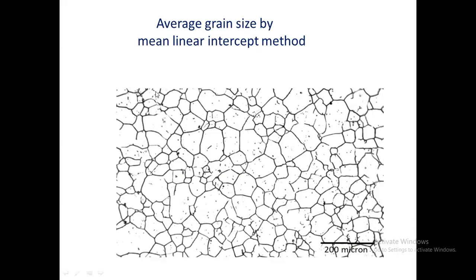So here we are going to see how to find the average grain size. In this method, we are going to draw a few lines on this microscopic image and find the intercepts of it. Then by these intercepts, we are going to find the average grain size and the ASTM number G.